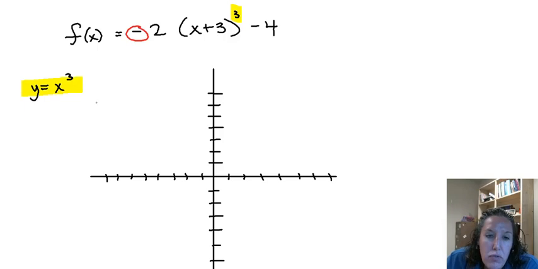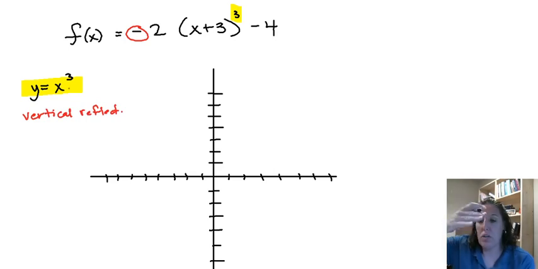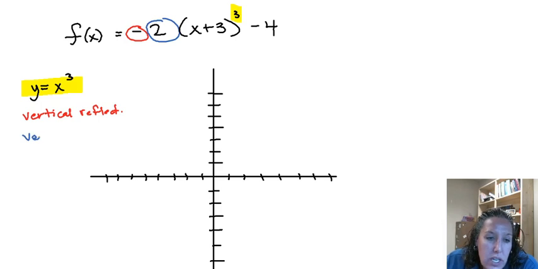So this negative out front, that's on the outside of the function, so that means it's going to be a vertical change. It's going to be a vertical reflection. Vertical reflection, remember, is like looking at the reflection of a tree in a pond. The 2 out front is multiplied, and it's on the outside, so it's a vertical stretch by a factor of 2.